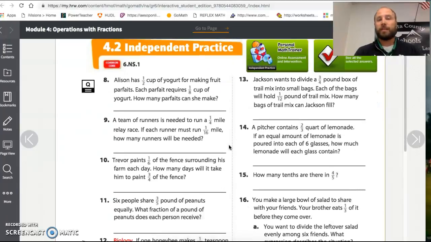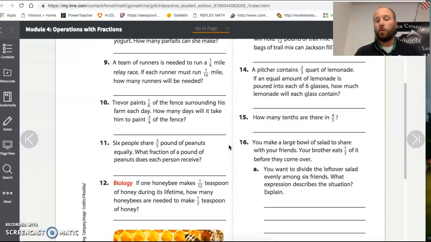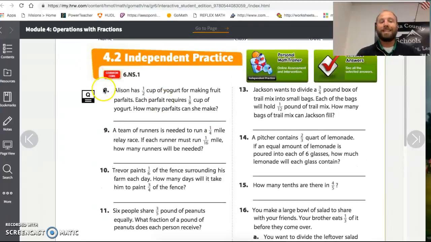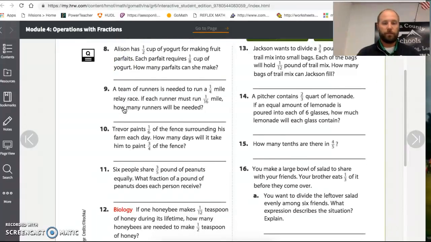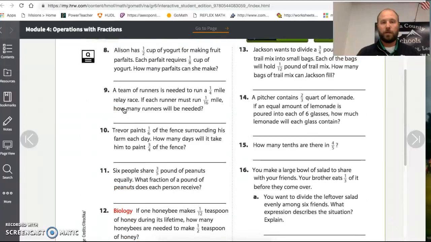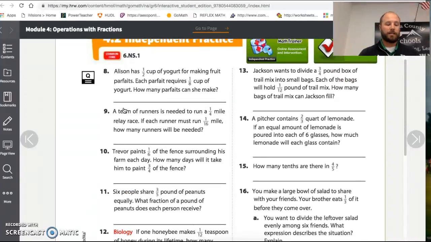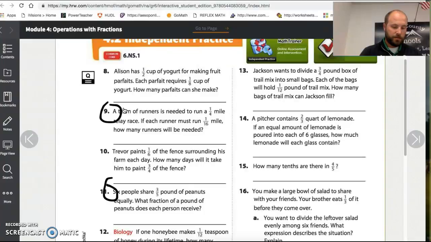What I need you guys to do is, you don't have to do the whole page. I want you to do only the evens. You know what? I'll be even nicer to you. We'll only do the odds. So you're going to be in charge of 9, 11, 13, and 15. Make sure you circle those, please.